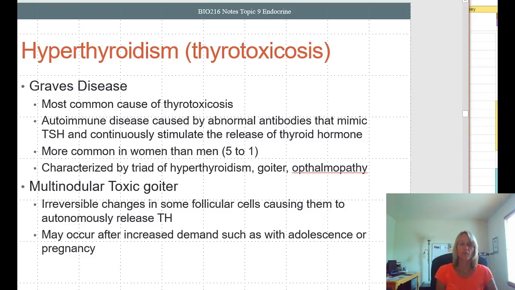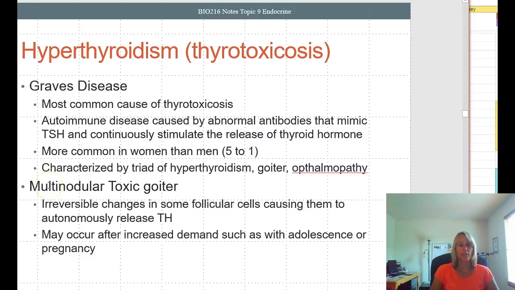It's more common in women than men, and it's characterized by a triad with hyperthyroidism, the goiter, and then we see some changes in the eyes. And this is due to connective tissue changes, and this results in kind of protruding eyeballs that look like the patient is staring. There's a picture of it on the next slide. I'll show you in a second.